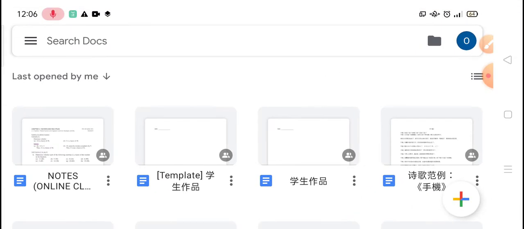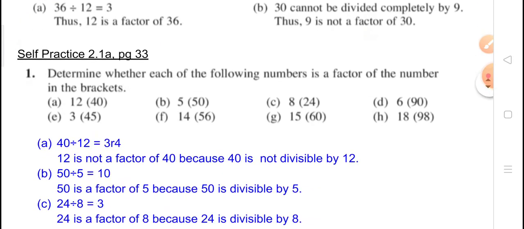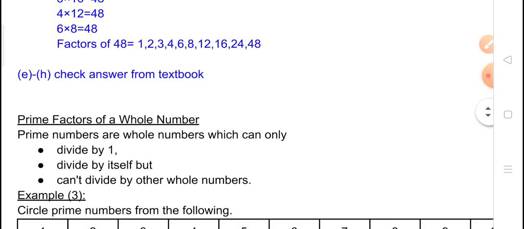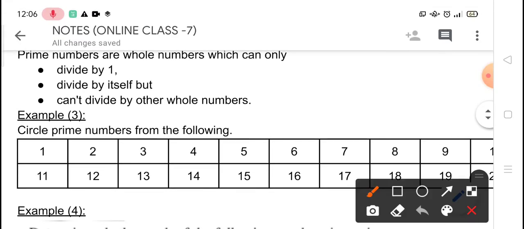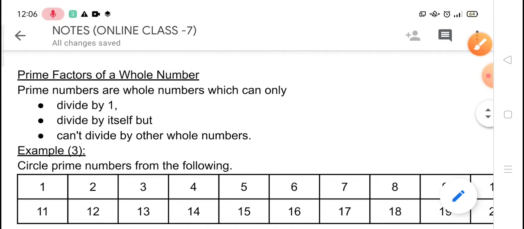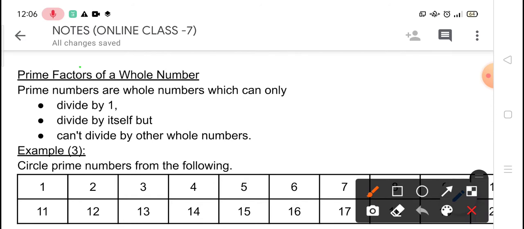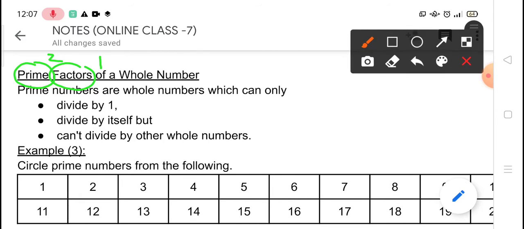Prime factor of a whole number. So what should we do is, we need to perform factor as how we did just now. This is the first thing. The second thing is we need to add on one more condition, which is prime. So now we have a look at what we mean by prime number. A prime number is a number which can only be divided by 1 and by itself, but can't be divided by other numbers.